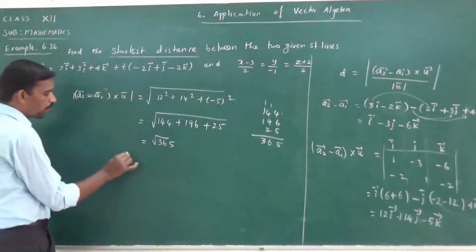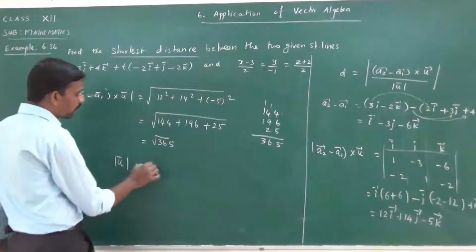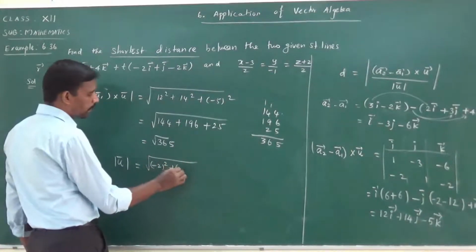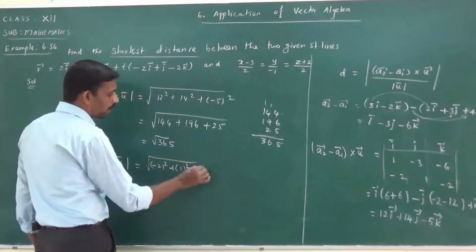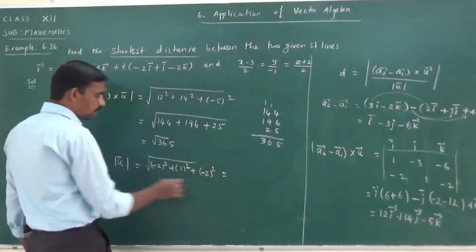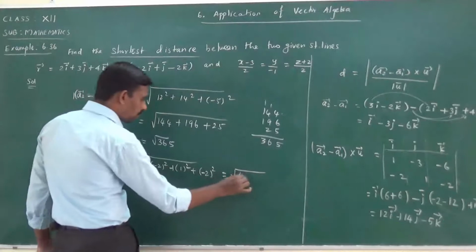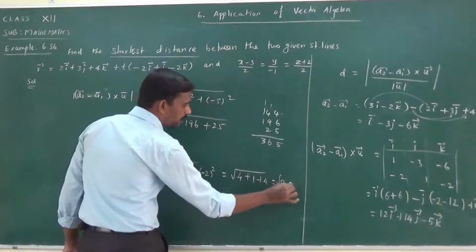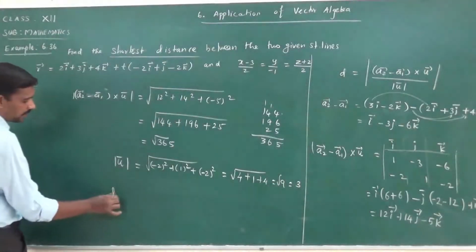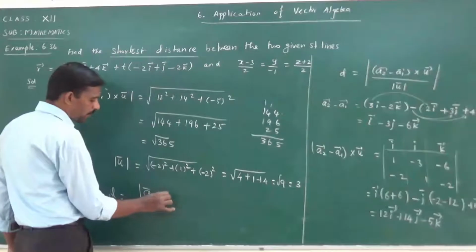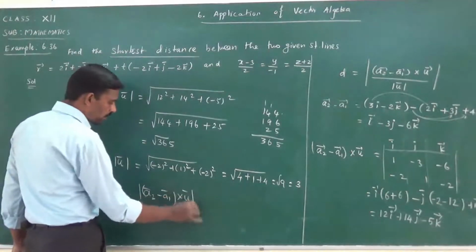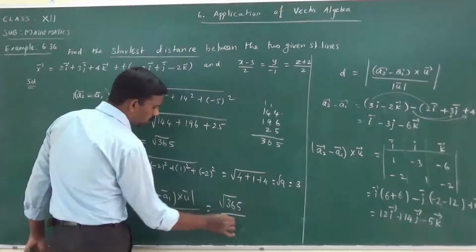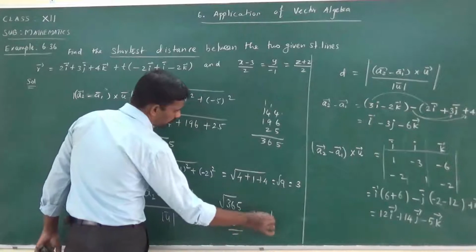Next, magnitude of u vector. Magnitude of u vector, where u vector is nothing but minus 2, so minus 2 whole square, plus 1 for the j component, and the k component minus 2 whole square, which is equal to 4 plus 1 plus 4, which is equal to root 9. This is nothing but 3. Therefore, the distance is equal to magnitude of a2 vector minus a1 vector plus u vector divided by magnitude of u vector, which is equal to root 365 divided by 3 units.